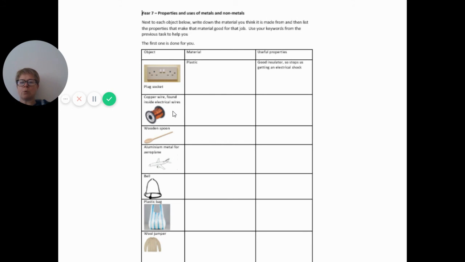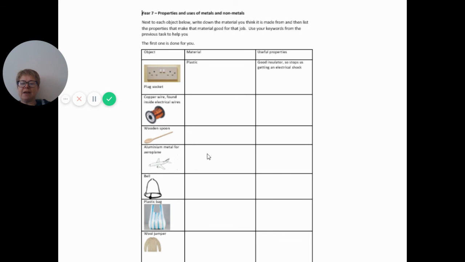So copper wire found inside electrical wiring. It's obviously made of copper, which is a metal, and copper's used for wires because it's a good conductor of electricity. It's also ductile because it's metal, which means it can be stretched out into wires. Wooden spoons are made of wood, which is a non-metal, and the useful property is that it's a poor conductor, so the wooden spoon doesn't heat up when you stir hot things with it.